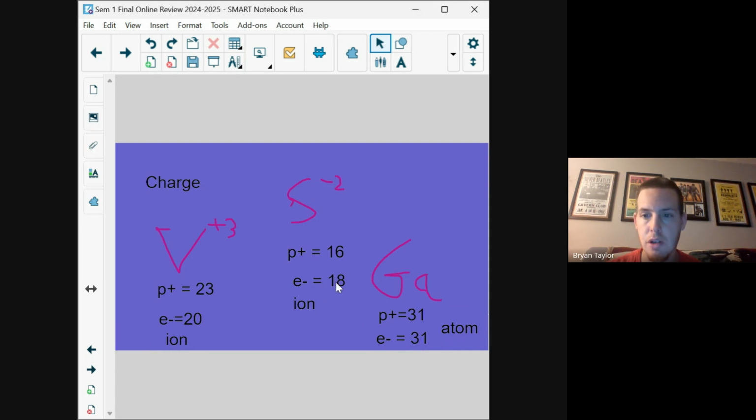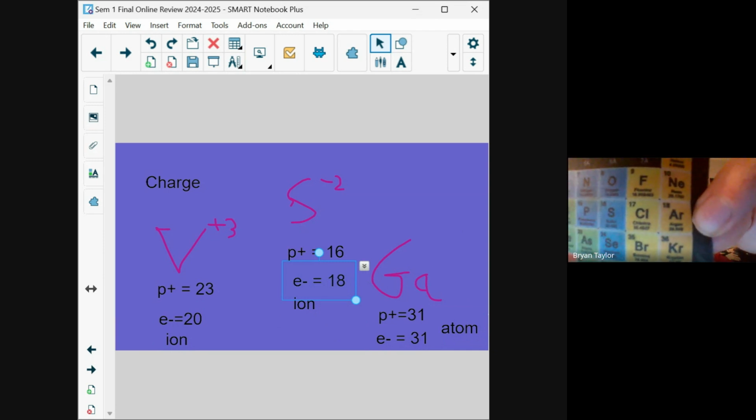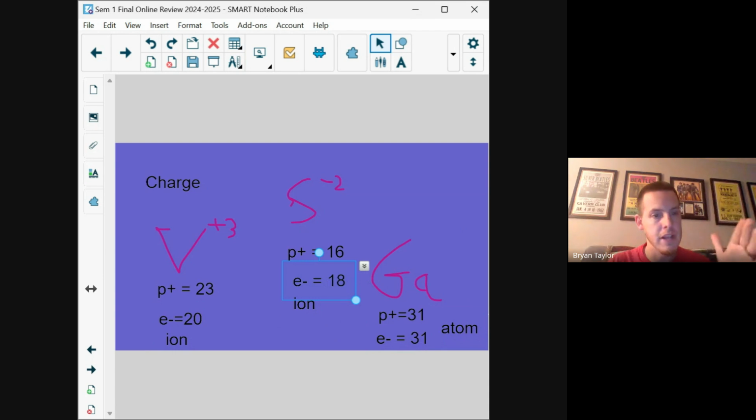And again, if you look, 18 is a noble gas. This number checks out. This is argon. So 18 checks out. I hope you can see the 18. The vanadium is a transition metal. It's a weird one, so don't worry about that. But that is how you do it. Does that answer the question?